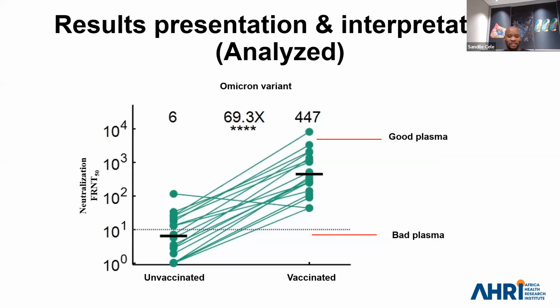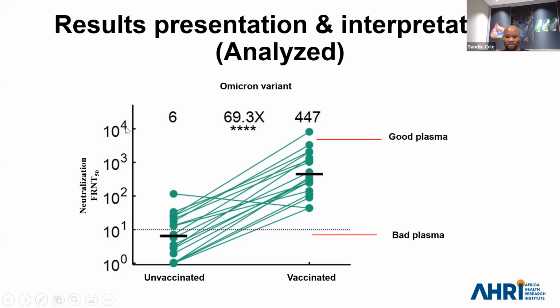For presentation and publication purposes, the results are further analyzed and represented in such graphs. In the example presented here, we tested plasma samples taken from participants before and after getting vaccinated. These were tested against the Omicron variant, which is currently circulating in South Africa. When the neutralization number is low, the plasma is considered to be bad, and when the neutralization number is high, that plasma is considered to be good.